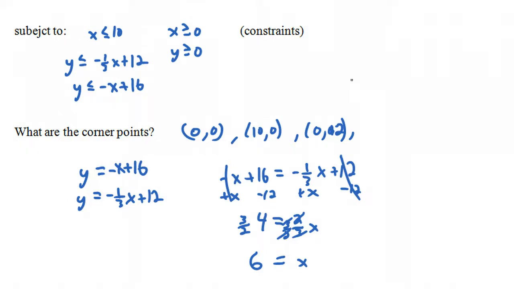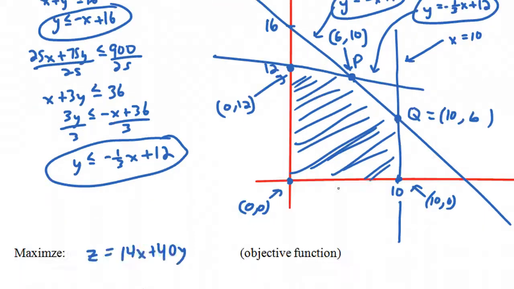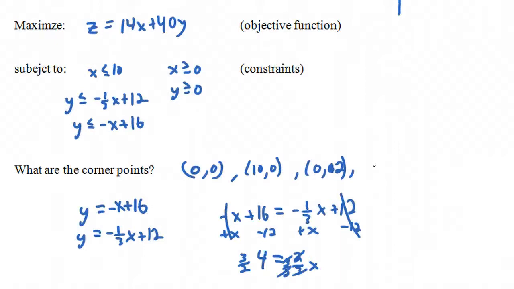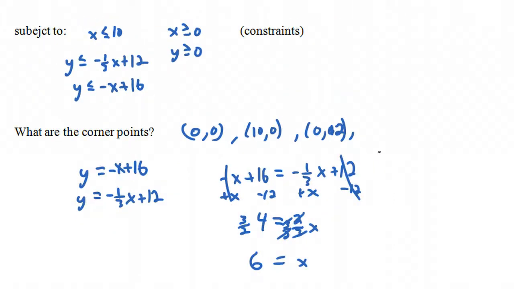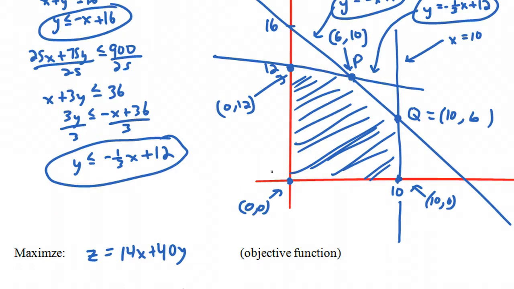So x equals 6. What that tells us is that the first coordinate of this point is 6. And the second coordinate, well, you could plug it into either one of these equations, but let's try this one here. If we plug in 6 here for x, y would be 10. Okay, so our other point P is 6, 10. Okay, so what we have is 10, 6 and 6, 10. Okay, so our maximum has to occur at one of those 5 points.